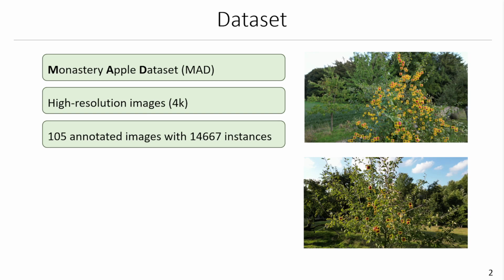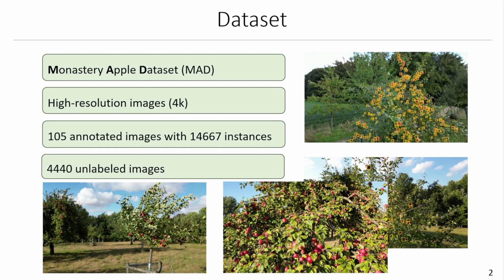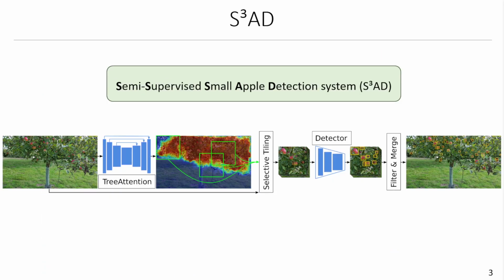In total, the dataset contains 14,667 labeled instances, and from the remaining data, 4,440 unlabeled frames were automatically extracted. To make efficient use of the collected dataset, the semi-supervised small apple detection system, S3AD, was developed. S3AD consists of 4 stages, which we now explore in a bit more detail.